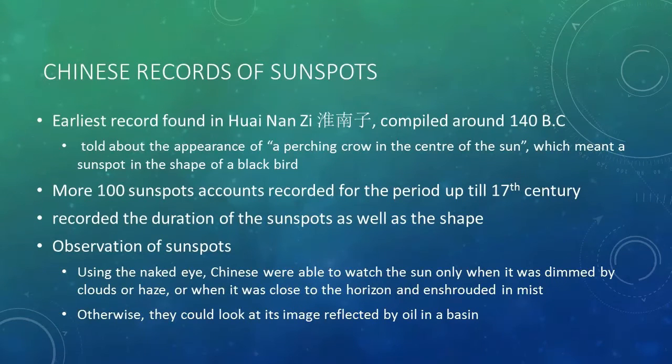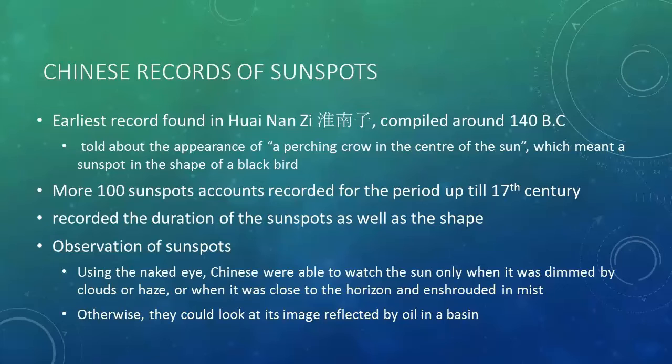So like I said just now, you can't observe this with your naked eye. So how did the ancient Chinese observe this? I will cover that later on. The earliest record of sunspots was found in Huainanzi, which was compiled around 140 BC. It described the appearance of a crow in the center of the sun, which scientists believe meant that a sunspot in the shape of a crow was being observed.